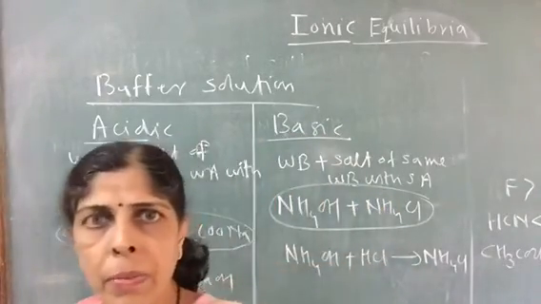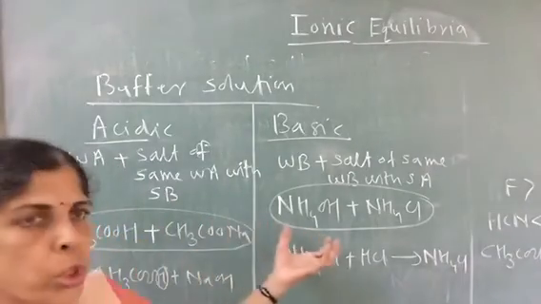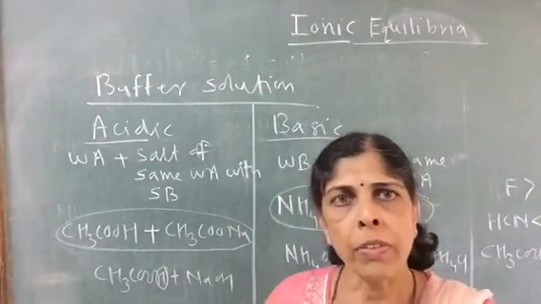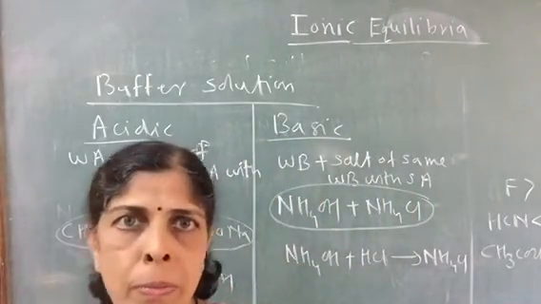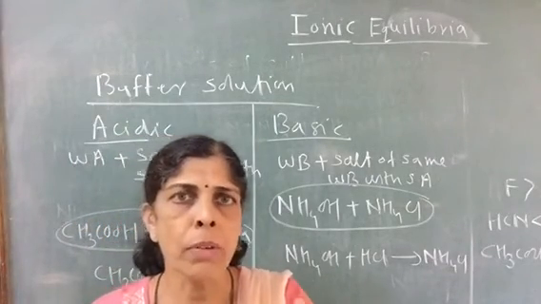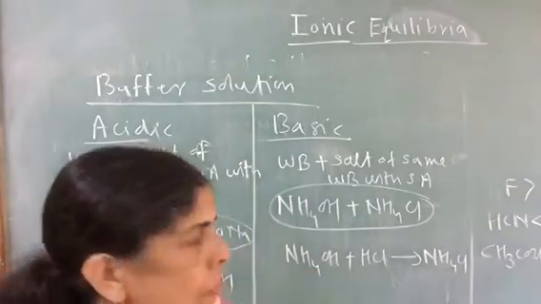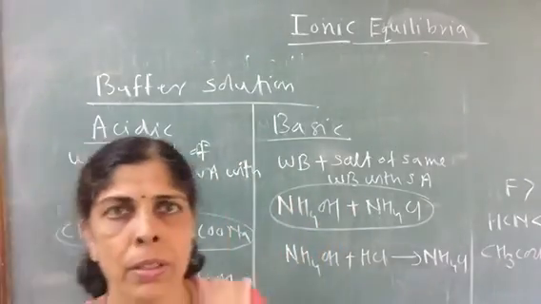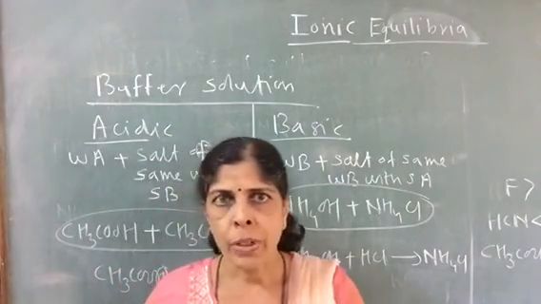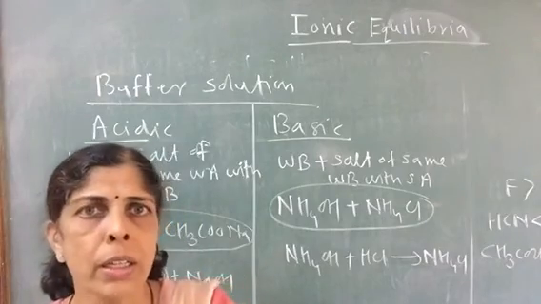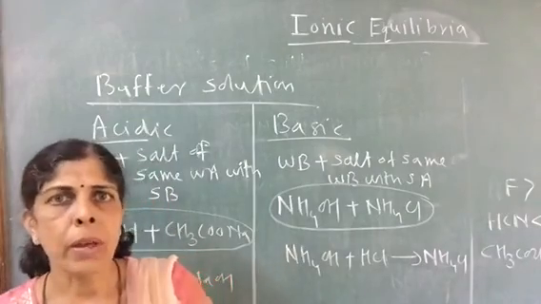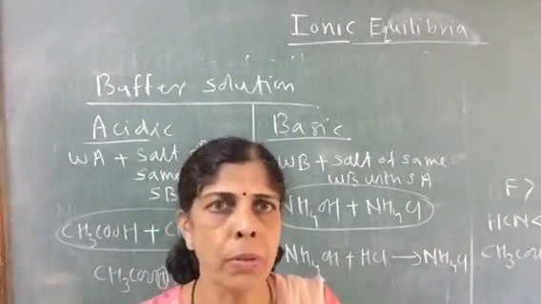So what is the role of a buffer? If you add such a buffer solution to a particular solution and then add acid or base to it, pH should be affected by the addition of acid or base, but it will not be affected. pH will remain the same because of the presence of the buffer. So a buffer is a solution which resists sudden change in pH because of addition of strong acid or strong base. In the next video we will see the mechanism of acidic and basic buffer. Thank you.